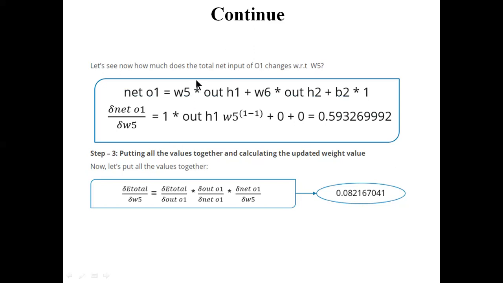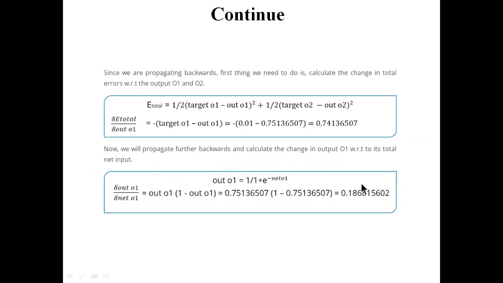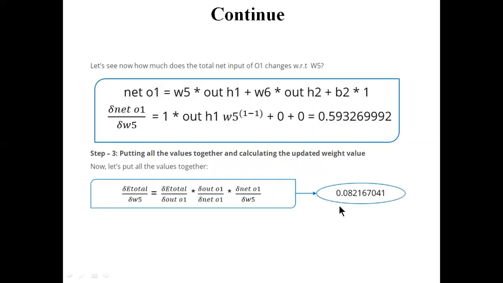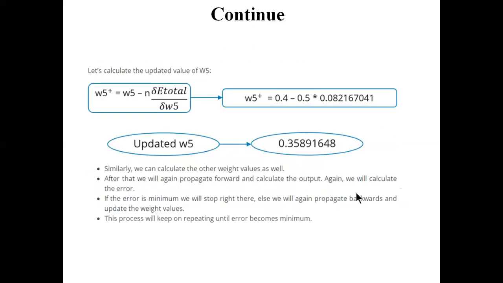Let's see the next term, delta net O1 by delta W5. This one is net O1, and if we take the derivative we get this value, 0.5932. So ultimately delta E total by delta W5 equals this, and we are getting 0.082165. We multiply this value with this value and this value, so a total of three terms have been multiplied, and we get this value.